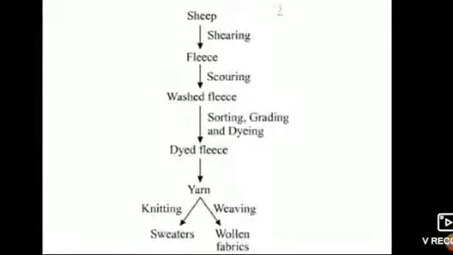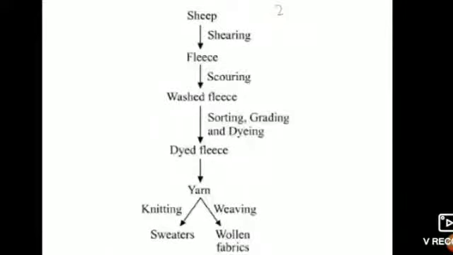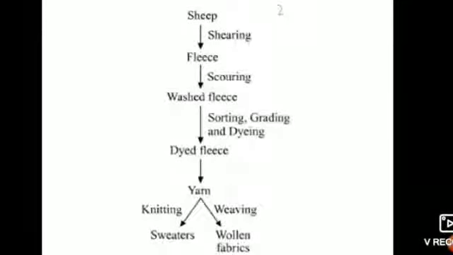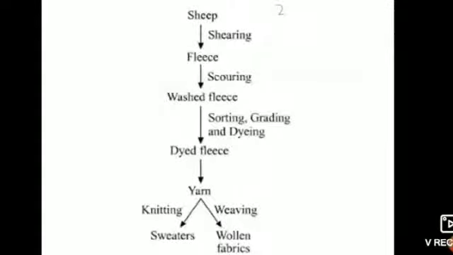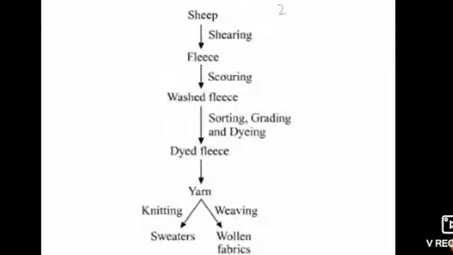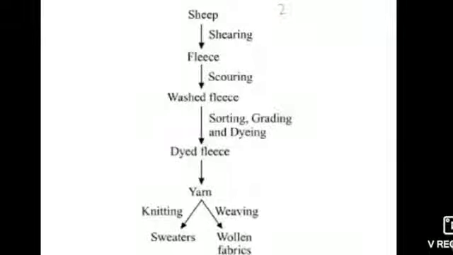Dyeing. The natural color of the fleece of sheep and goats is white, brown or black. So the sheared wool is dyed in various colors depending on the requirement. After that, there is a drying process. After dyeing, the wool is dried. The dyed wool is made to pass through machines that squeeze out the excess water, and then it is packed into bales for transport to the mill.